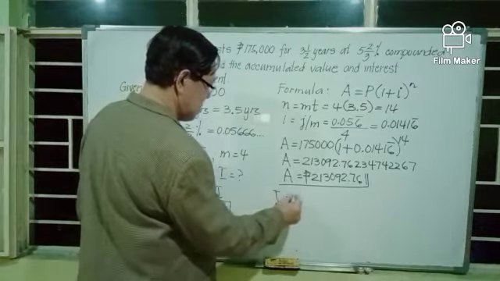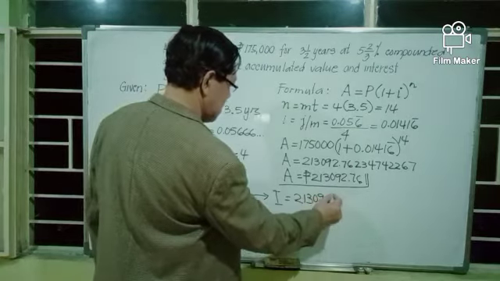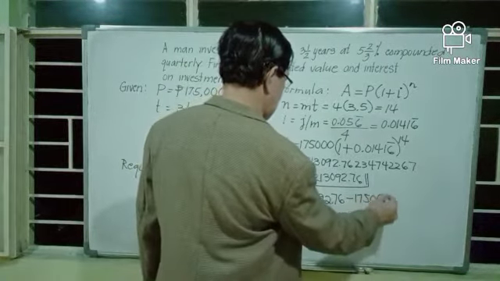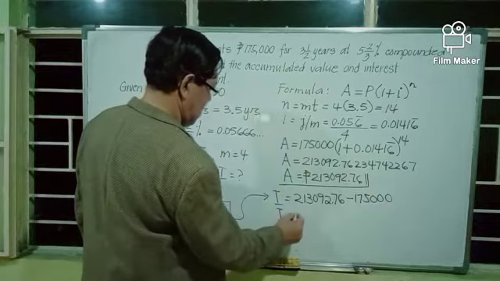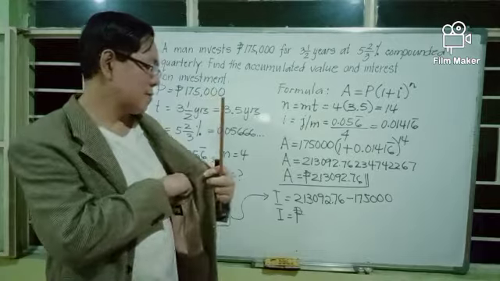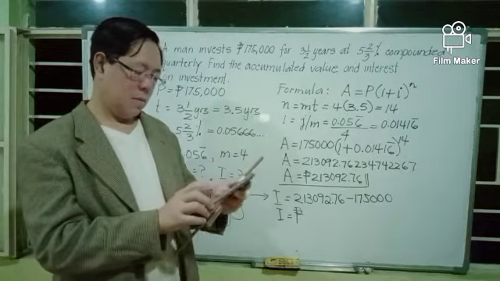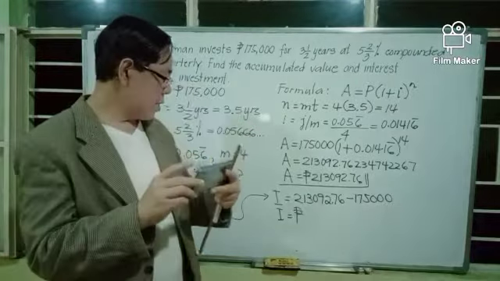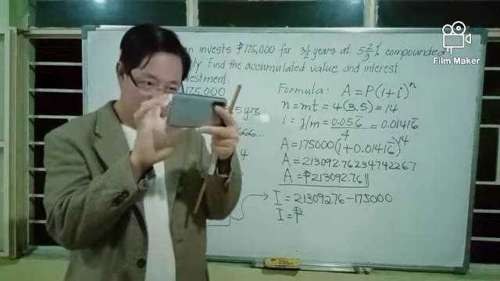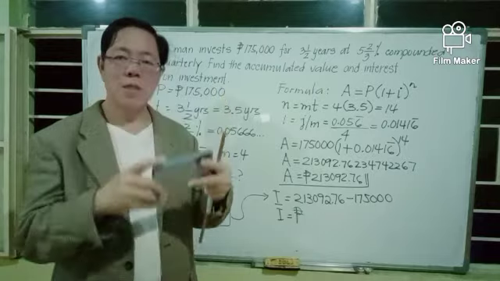Thus, we get the difference of these two using calculator. 213,092.76 minus 175,000 pesos. And you should get 38,092.76.